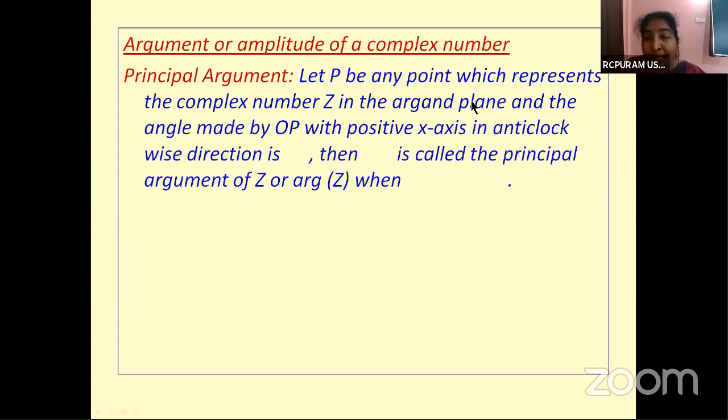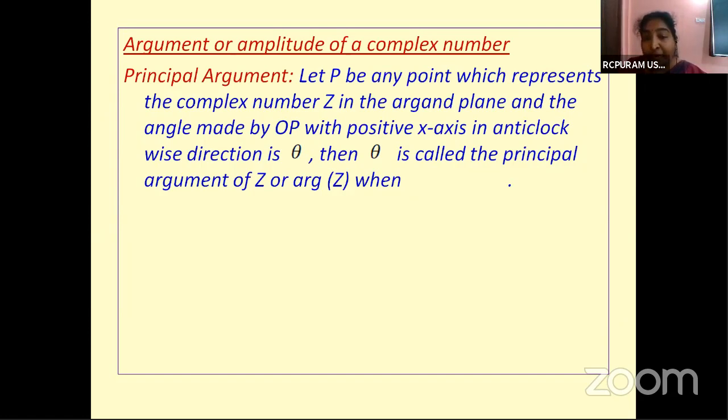So let P be any point which represents the complex number Z in the Argand plane, and the angle made by OP. What is this O? O is the origin. From O to P, if you join a line, and if that line makes an angle with the positive x-axis in the anti-clockwise direction, and if that angle is considered as theta, then theta is called the principal argument of Z.